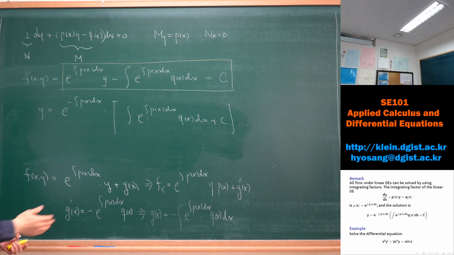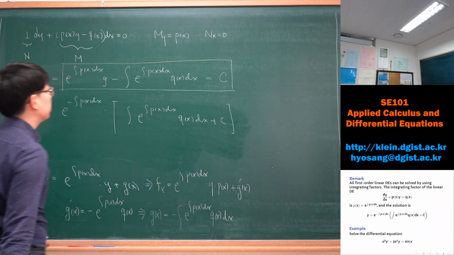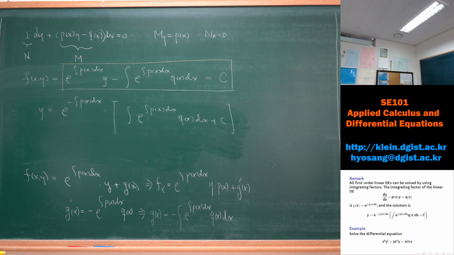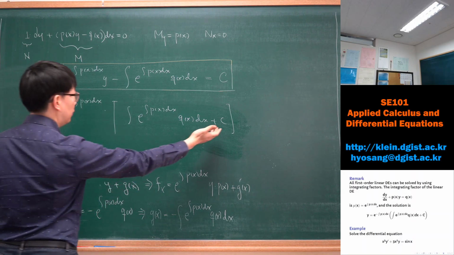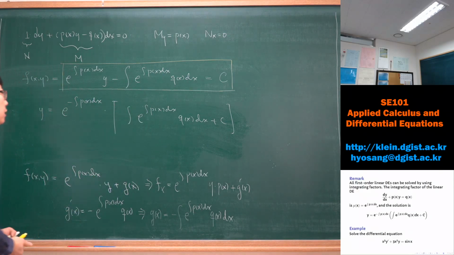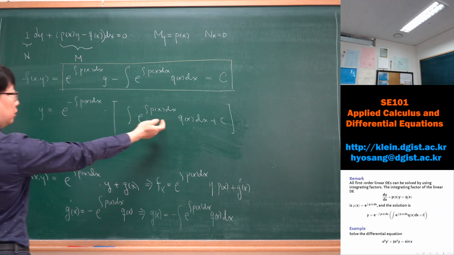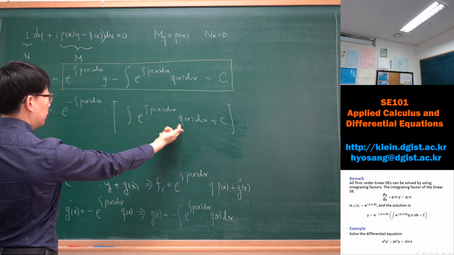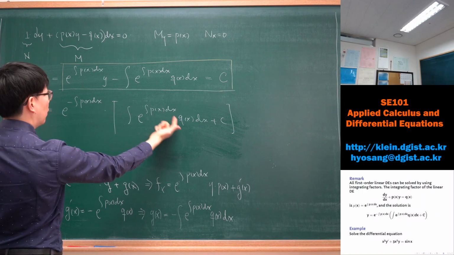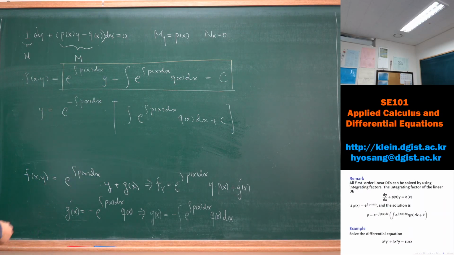So c is a random constant, any constant. If I have an initial condition, then I can choose a unique c satisfying this initial condition. This is a general solution. So the formula contains p and q, and this is the only thing that we don't know yet in a general formula of the differential equation. So if you have a specific equation, then you can always find a solution.